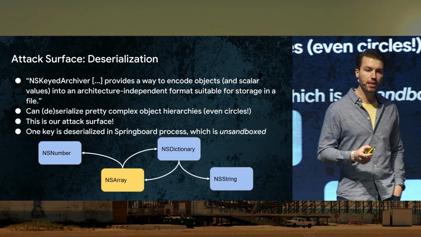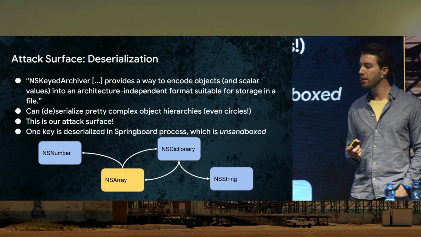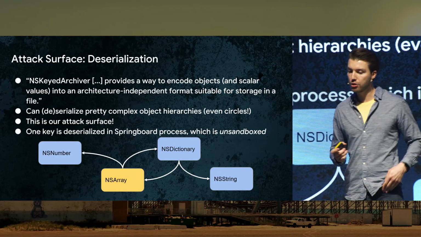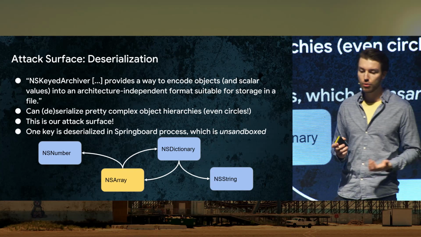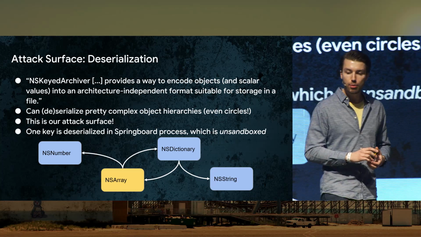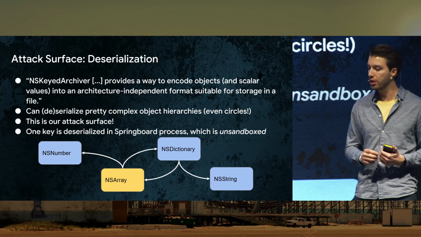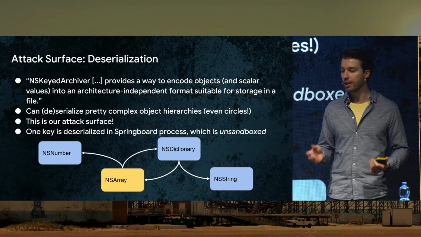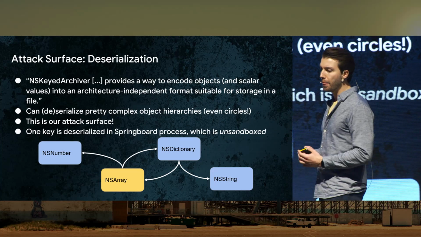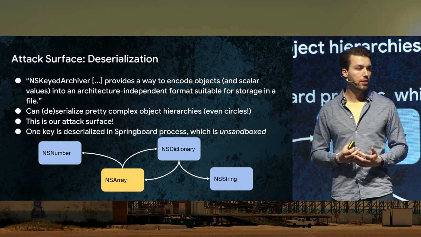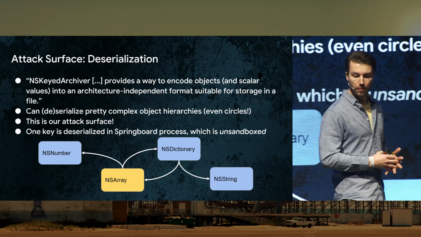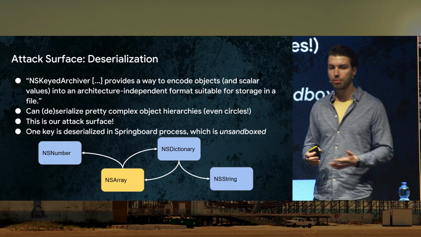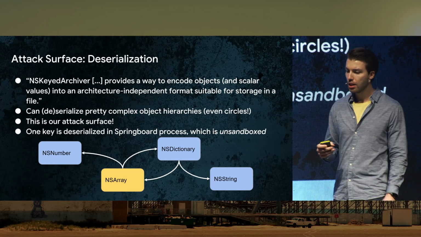So what is the NSKeyedArchiver? If you look into the documentation, it says NSKeyedArchiver provides a way to encode objects and scalar values into an architecture-independent format suitable for storage in a file. Or, in this case, suitable for sending it over the wire. Now, this is a pretty powerful serialization format. It even supports cycles. JSON, for example, doesn't support circles, but this one does.